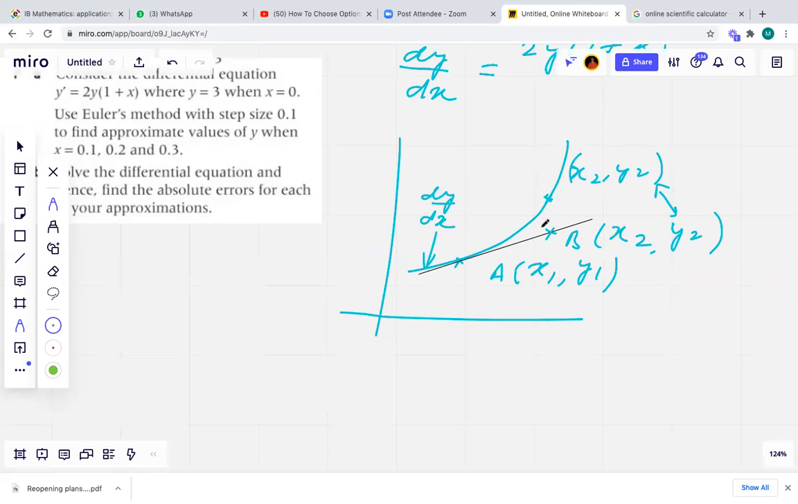It means this difference will be very small, very small. Do you understand? Because if points A and B are very close, suppose point A is here, point B is here, so the difference is small.